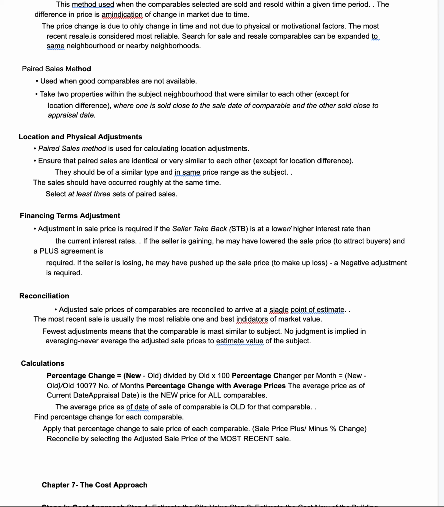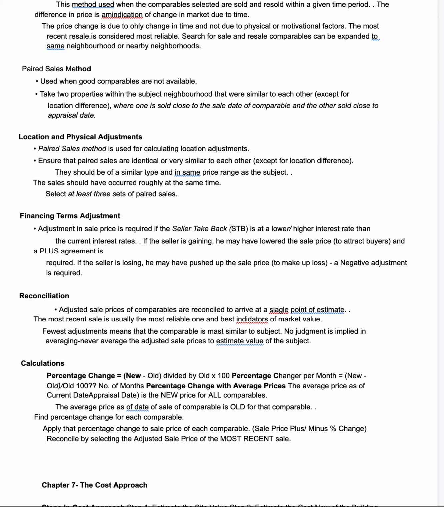Calculating physical adjustments. The calculation of dollar adjustment for physical differences between the comparable and the subject is done by using the paired sales method. The basis of this method is to select two sales that are identical to one another except for one specific physical difference. The sales should have occurred roughly at the same time, and accordingly, any variance in the selling price between the two sales would represent the adjustment in value for the physical difference.